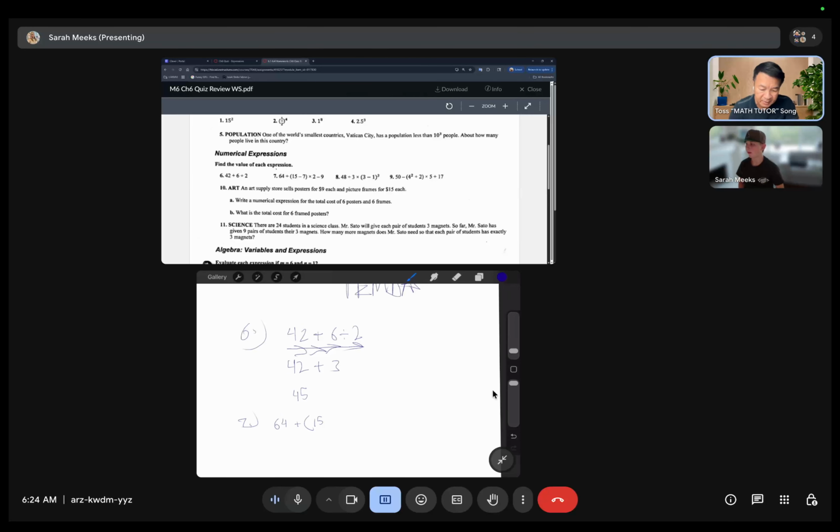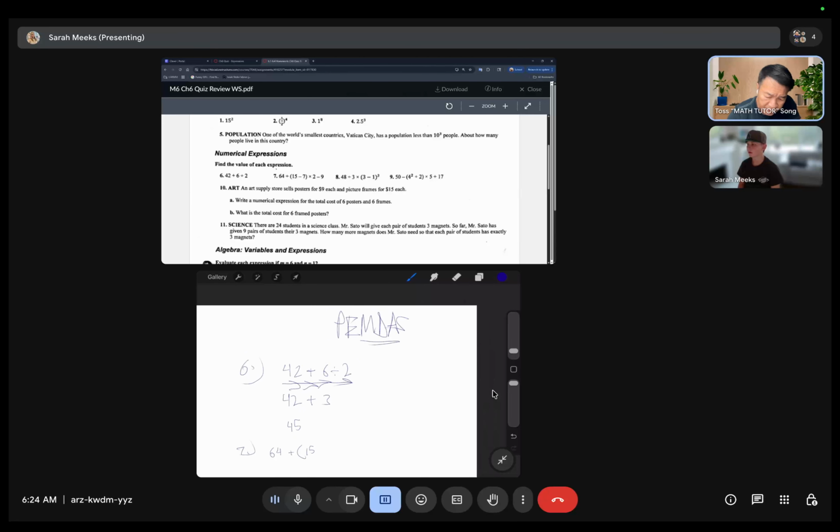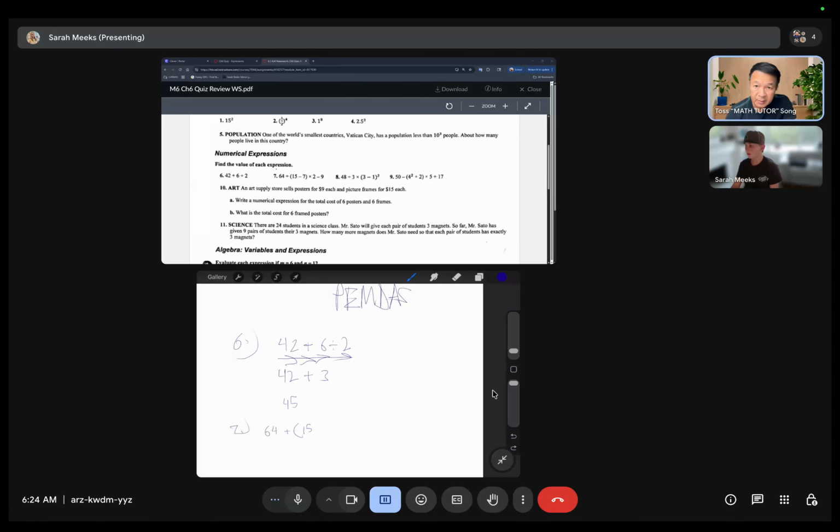So based on PEMDAS, it's like the last 4 letters here. If you kind of follow that order, you come across D before A. That's why you do D first. Division before adding. See? Yeah. But number 7 is different though.